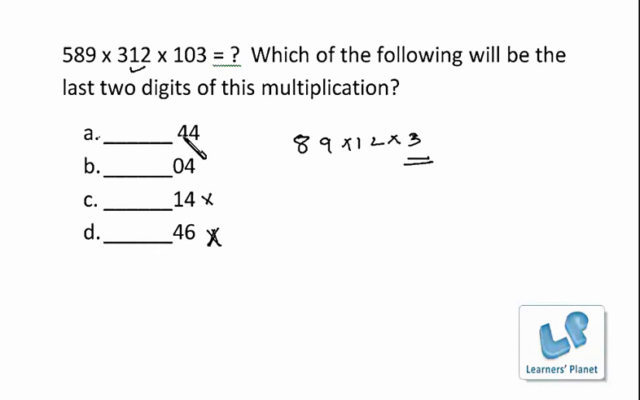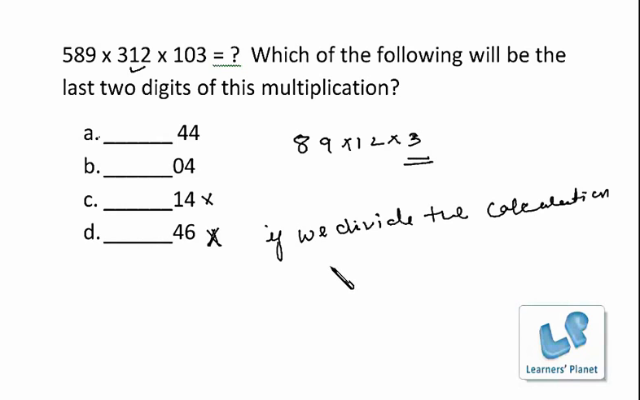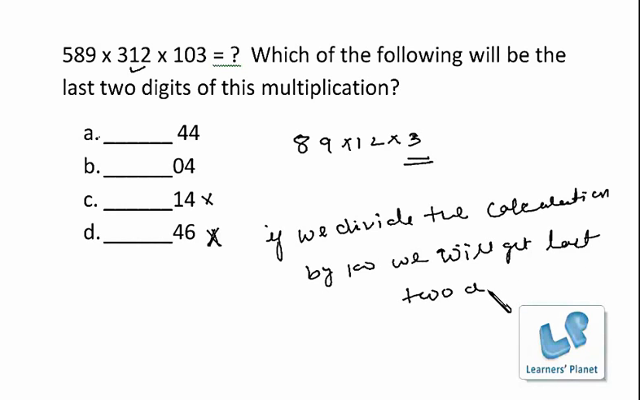Apart from that, if you wish to find out last 2 digits, just listen to me carefully. If we divide the calculation, that is over here whatever we are having, by 100, we will get the last 2 digits, right? So if we divide 89 into 12 into 3 by 100, we will be getting the last 2 digits.